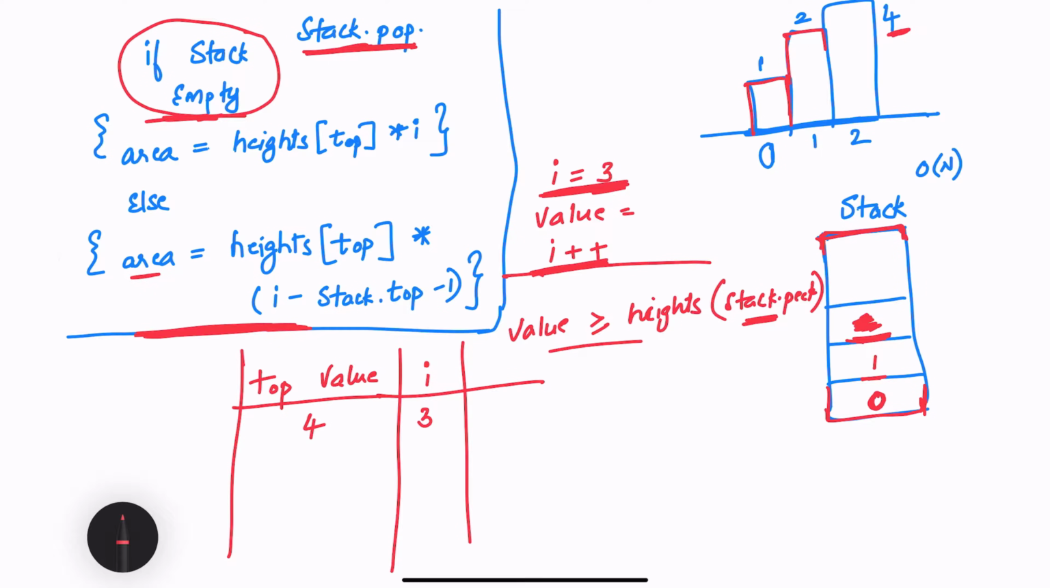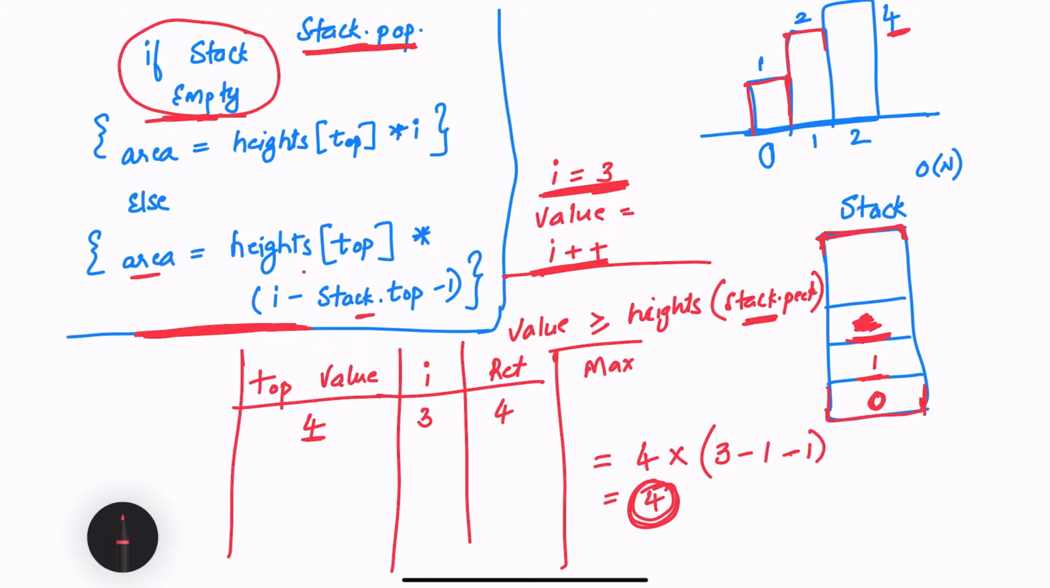So I will go in the else condition to calculate the area. The formula is heights of top, which is 4, into I, which is 3, minus stack.top. What is at the top of the stack? We have 1. So I'll take 1 and then minus 1. So my result is 4 into 1, which is 4. And I will also monitor a max area variable that will be updated if we find an area greater than the previously calculated value. Because the previously calculated area was 0, this maximum area will now be 4.